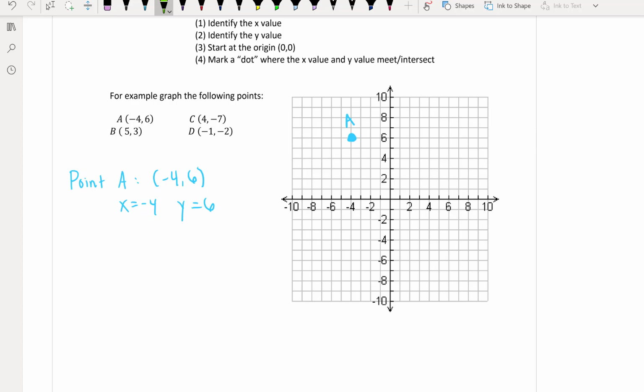Now let's go on to my point B. That's (5, 3). So that is saying that x is equal to 5 and y is equal to +3. So x equal to 5 is going to be between the 4 and the 6, and y equal to 3 is going to be right here. So that intersection is going to be here. So that's going to be my point B.